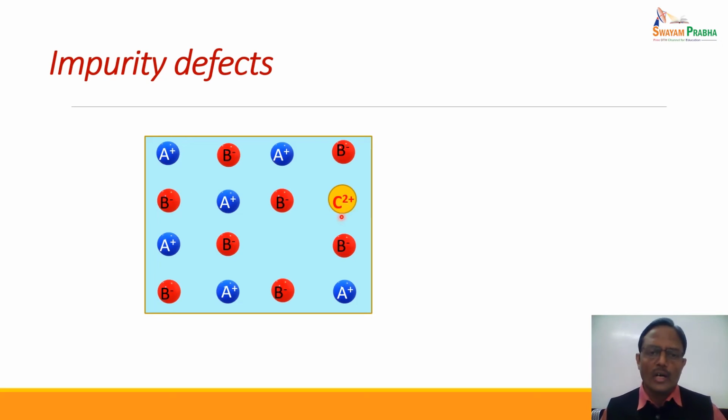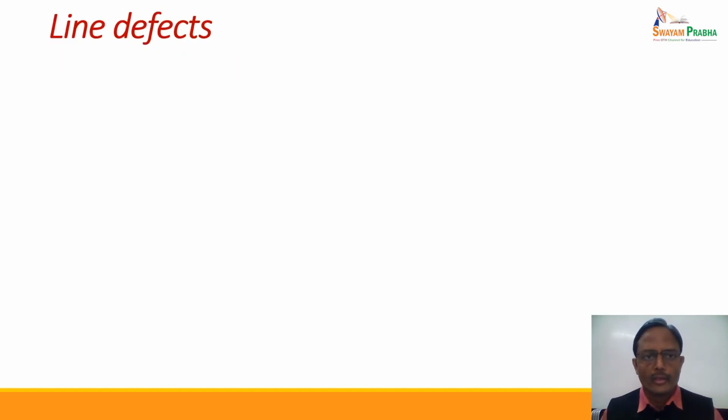This type of defect will be observed if we have strontium present along with NaCl crystal. Strontium exists as Sr2 positive ion. So when one strontium ion occupies a metal crystal position, then two Na positive ions are replaced. This is called an impurity defect. All these types are of the point defect type.